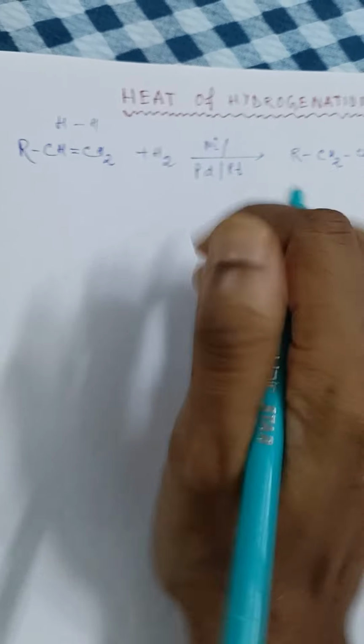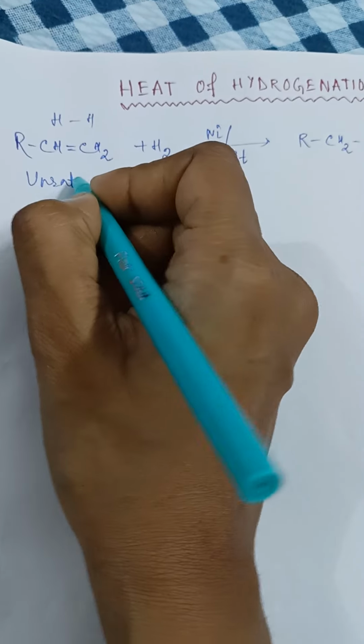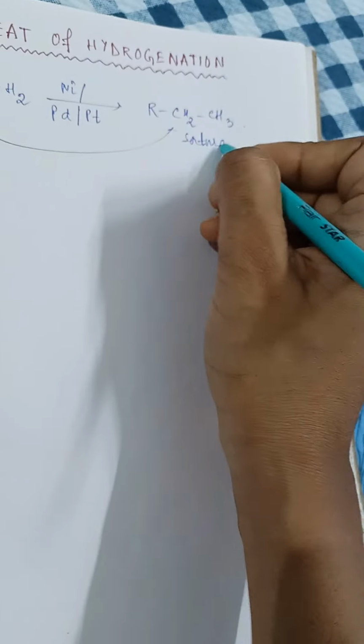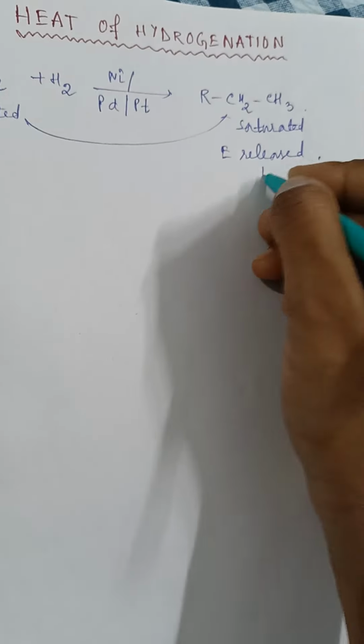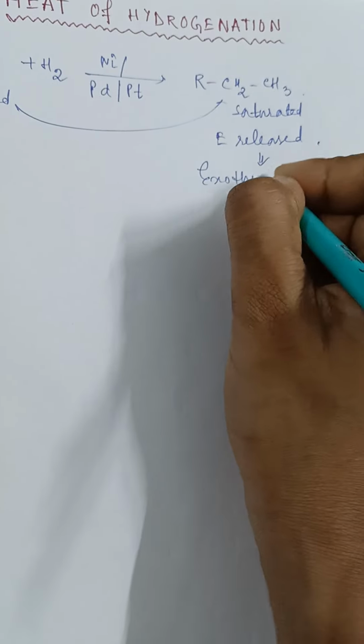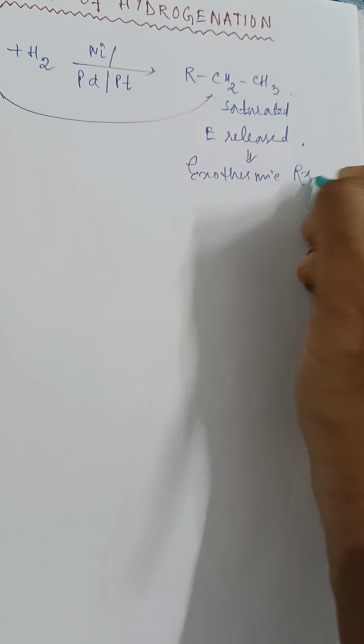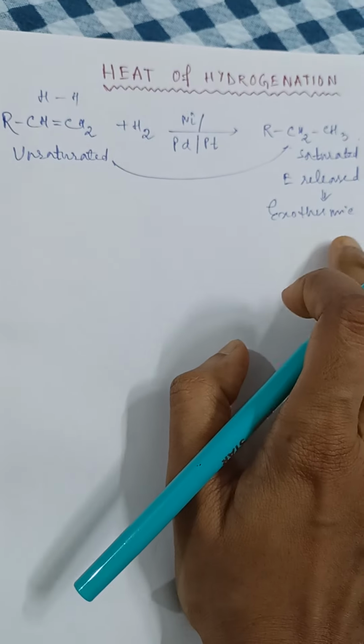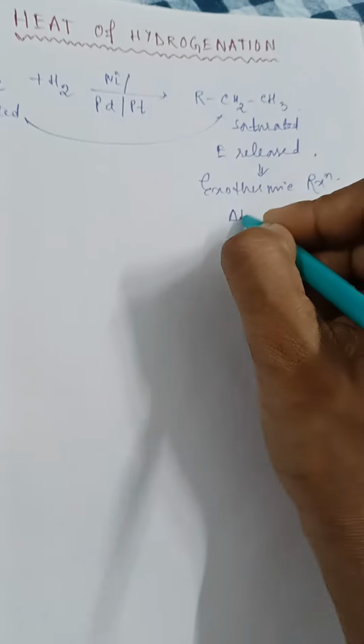That means in this reaction, this unsaturated compound becomes saturated. That means the double bond is breaking, so energy will be released. That means it is an exothermic reaction. Now the enthalpy of this hydrogenation is known as heat of hydrogenation. That means delta H is negative.